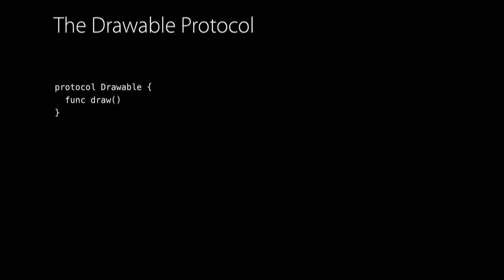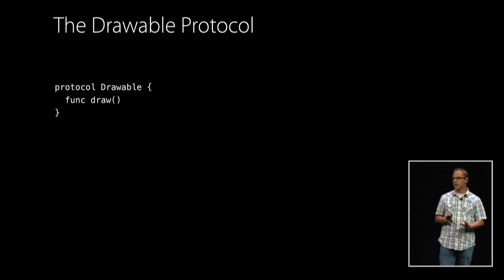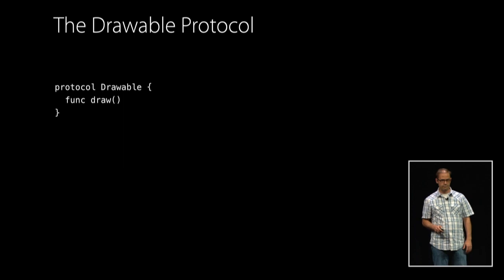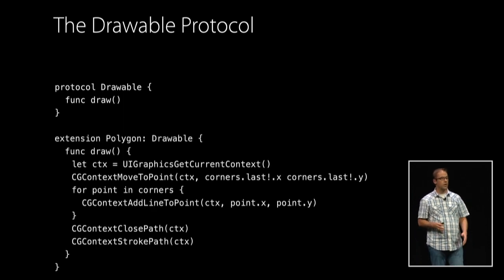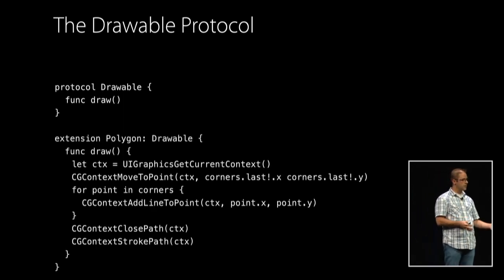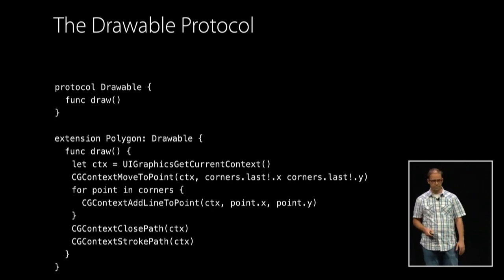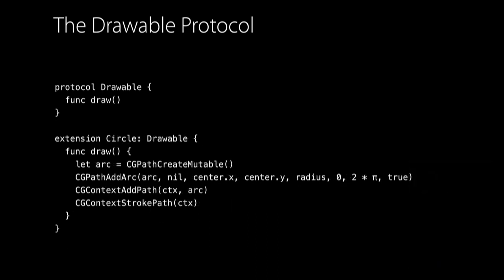So here's our Drawable protocol. Straightforward and simple, it has one method on it, draw. And of course, we want to implement that on our two types. We're going to create an extension of Polygon, implement that draw method, and that's just going to call out to Core Graphics and draw the polygon. And the same thing for the circle. We just call Core Graphics to build up the representation of the circle.